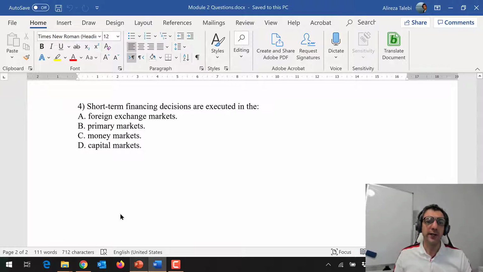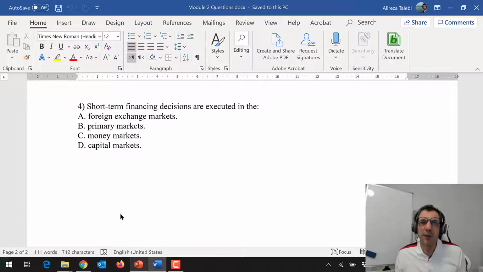Finally, short-term financing decisions are executed in the. So we talk about different financing decisions. We talk about long-term, short-term, and we talk about different markets. As I mentioned, when you talk about those securities which have a short maturity term, I mean shorter than 1 year, usually these are traded in the money market. When you talk about those securities which have a longer maturity date, for example bonds or stocks, we're talking about the capital market. So here specifically we're talking about the short-term financing decision. These are executed in money markets. So C should be the answer.